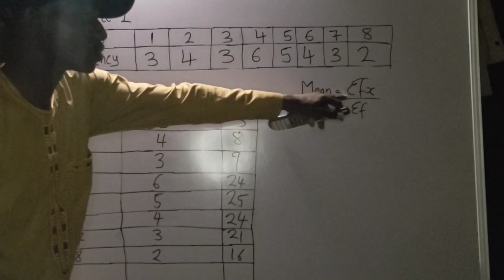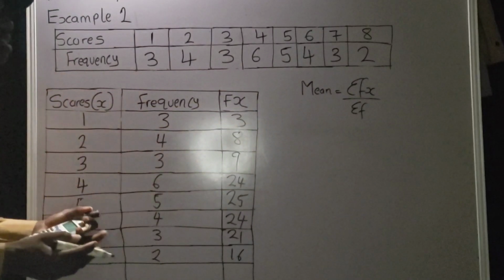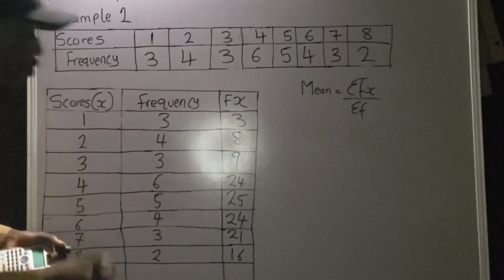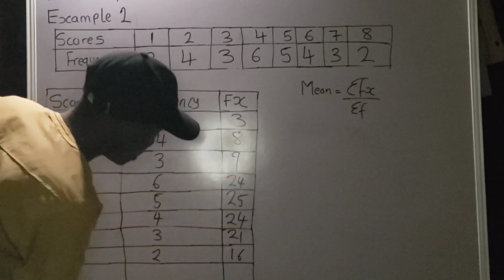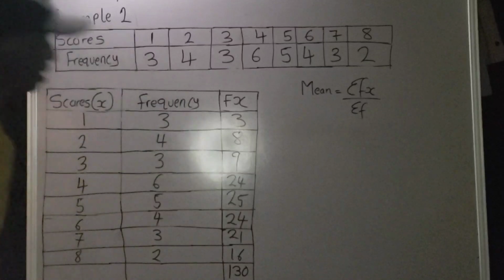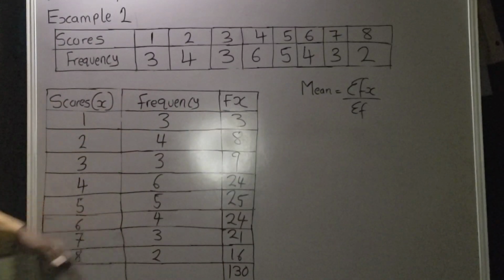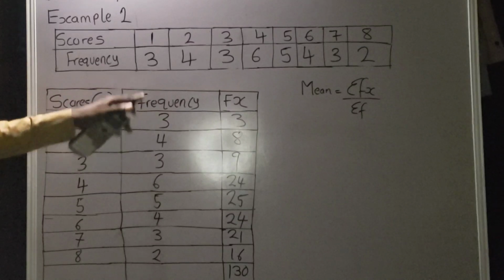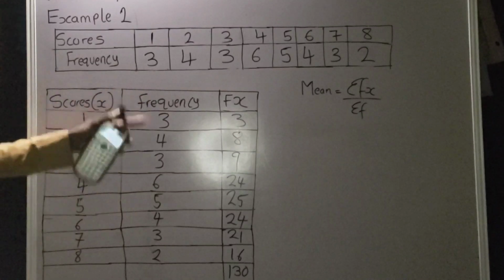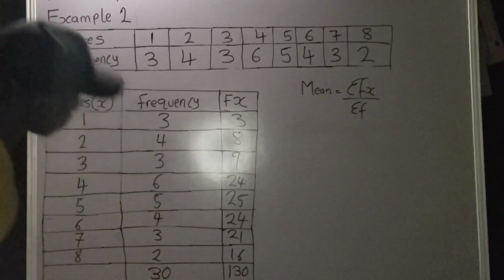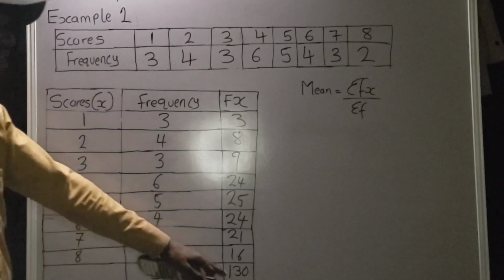Don't forget, according to the mean formula, that is summation fx all over summation f, in order to find the mean of a frequency distribution. So if you sum all of these together, we're going to get 130. You understand? So we have gotten this. Now let us sum all the values in our frequencies. If you add all these values together, we're going to get 30. So summation f is what? 30. And summation fx is what?